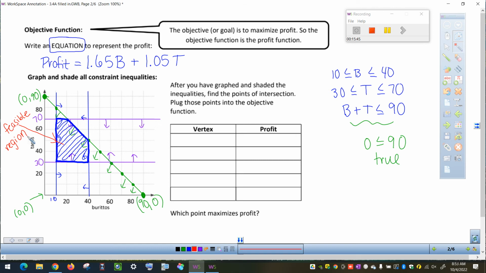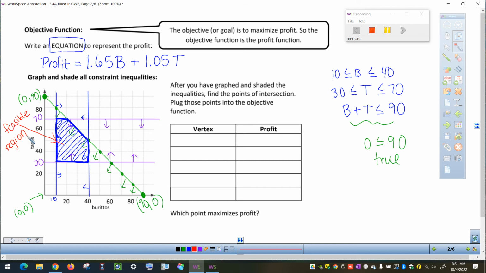Now, let's pause for a moment here and talk about what this graph is showing us. What is this graph going to allow us to do? Well, remember, our whole goal is to figure out how many burritos and how many tacos are going to give us the most profit. We had all of these constraints. We had some restrictions, we had some limitations, we had some requirements. Well, every single ordered pair that is inside of the shaded region meets all of the constraints. It meets all the limitations.